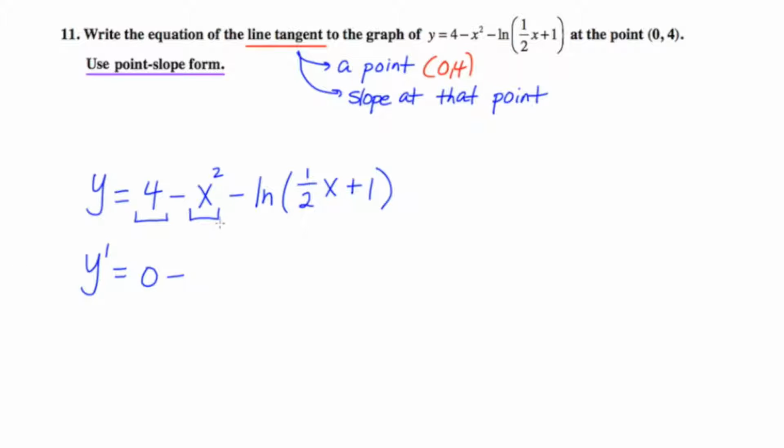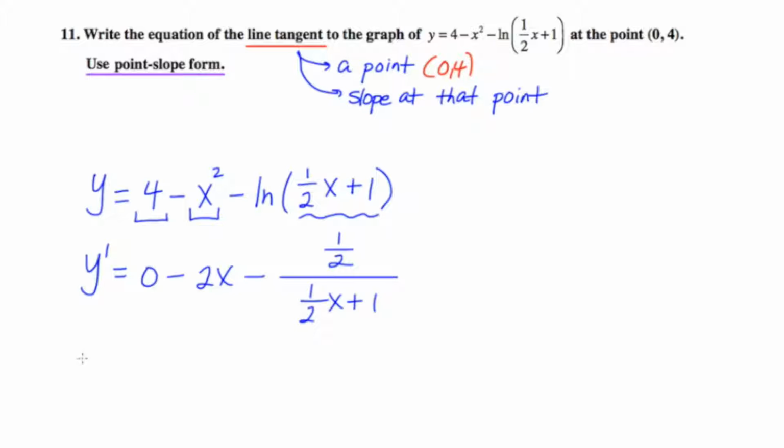Now let's go to x squared. The derivative of x squared is quite simply 2x. Now let's take the derivative of this natural log expression. We know from prior slides that in finding the derivative of a natural log expression, the argument goes in the denominator and its derivative goes in the numerator. And the derivative of 1/2 x plus 1 is simply going to be 1/2.